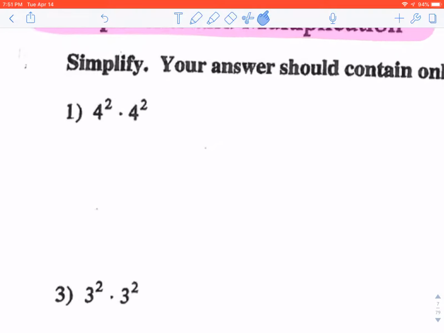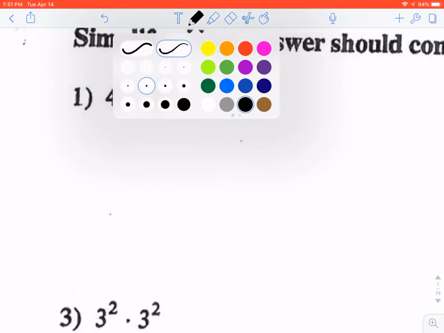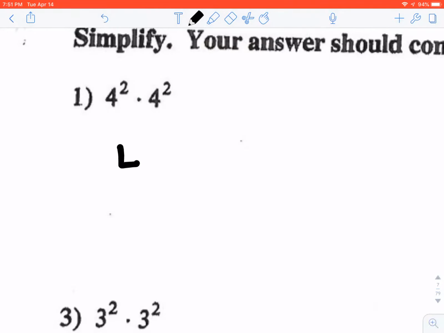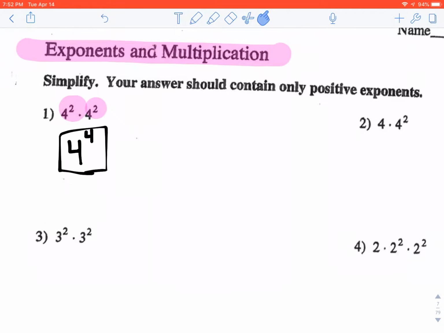Okay, Exponent Property number 1 says, when you multiply same base, you are adding exponents. So remember, you are rewriting the base, which in this case is 4, and you are adding your exponents. So 2 plus 2 is 4. So your answer for number 1 should have been 4 to the 4th.